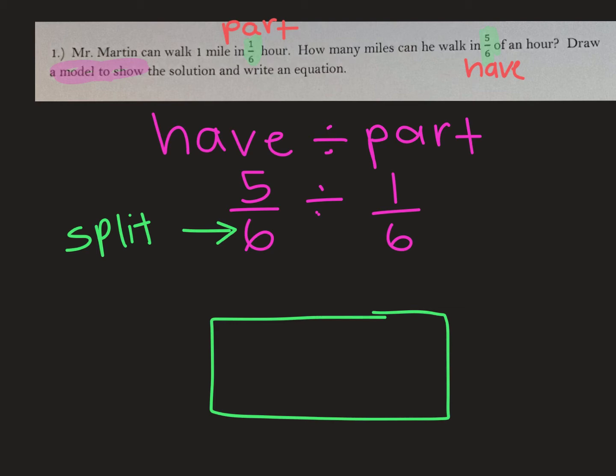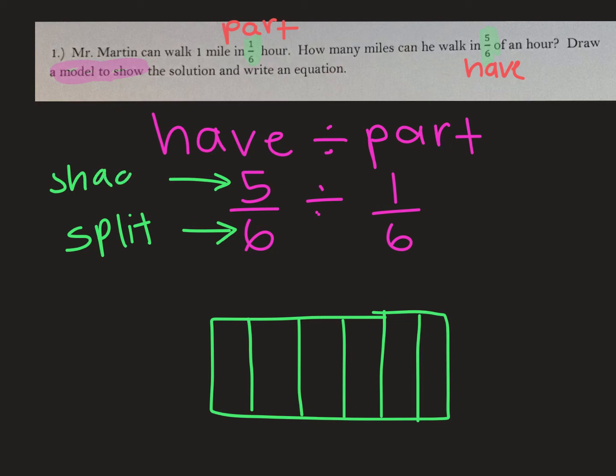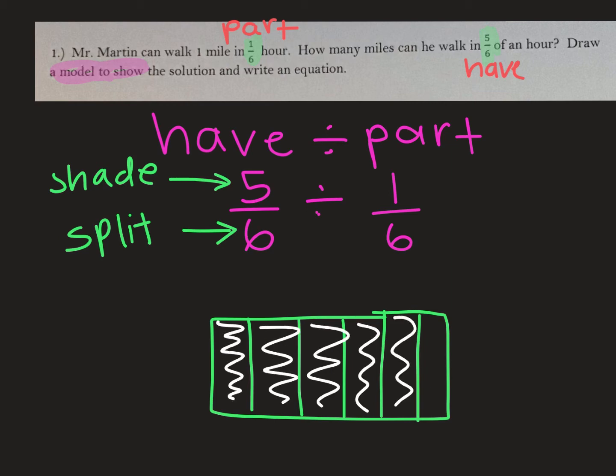Our denominator tells us what to split our box up into. So we're going to split this box into 6 parts. Our numerator of our first fraction tells us what to shade in. So we're going to shade in 5 of these boxes. Okay, now the numerator of our second fraction tells us we're looking for groups of. So groups of 1 in this problem.